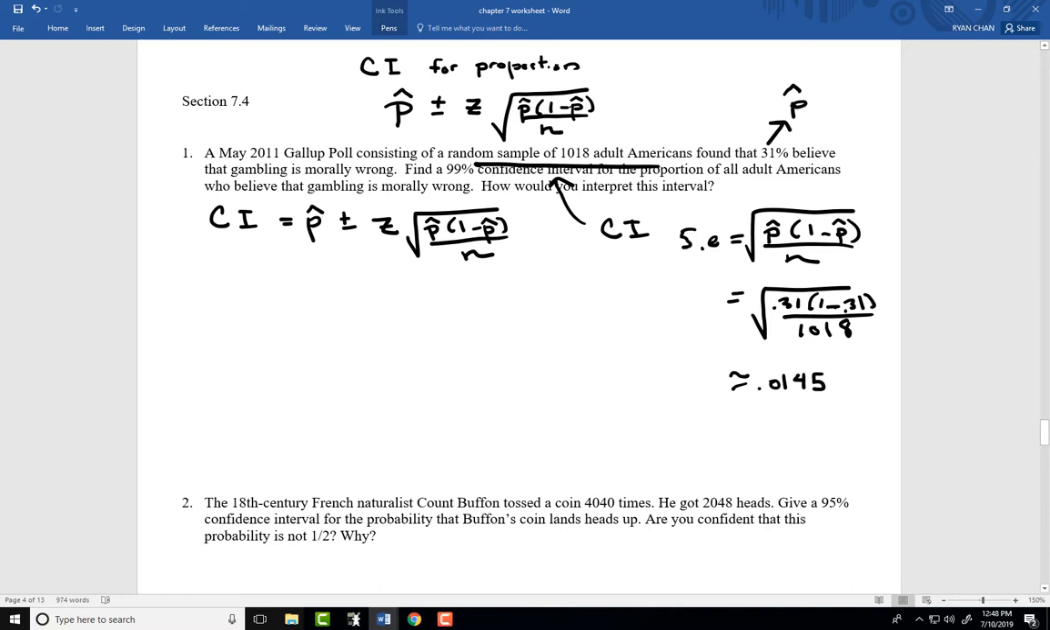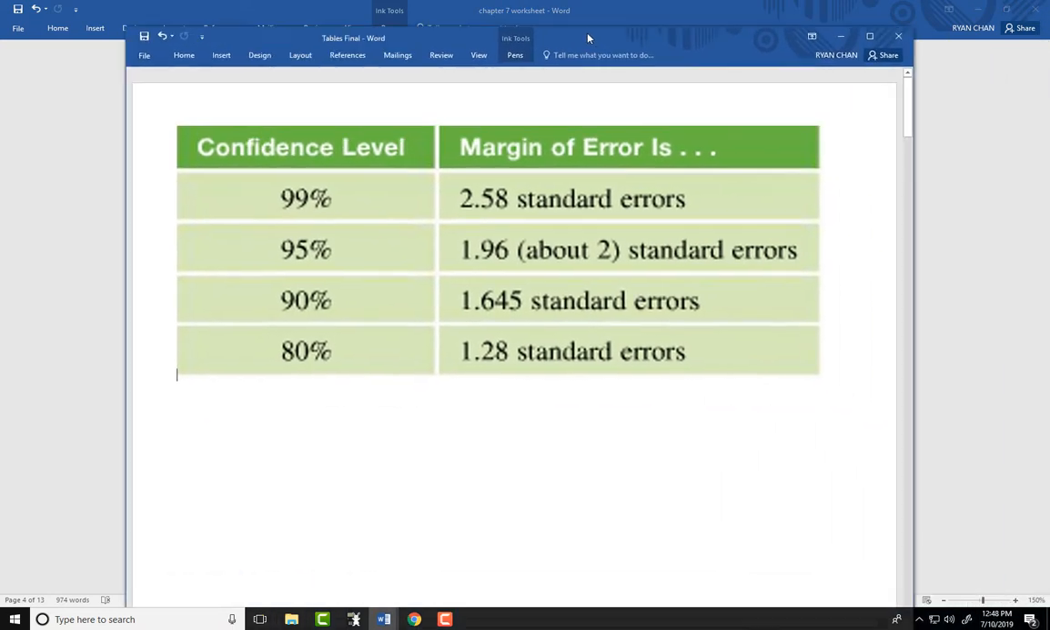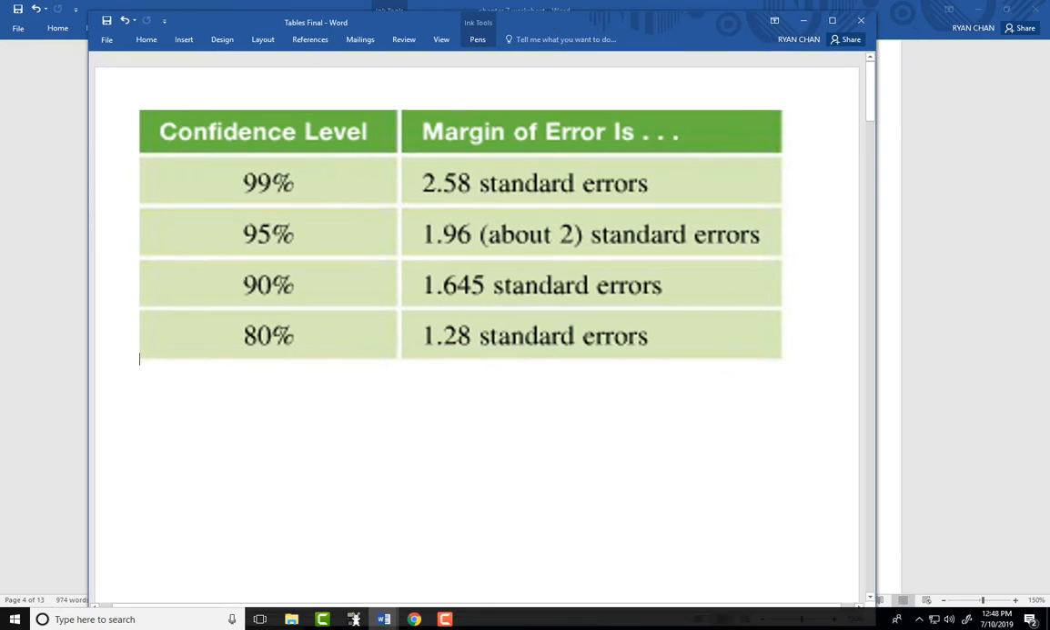Now, how do I find my z? I have this table here. If I have a 99% confidence level, my z is going to be 2.58. Do not worry, you'll get this table. It's also in your PowerPoint. The idea is you match your z-score to the confidence level they give you. So if they say 99%, you're going to start with 2.58.